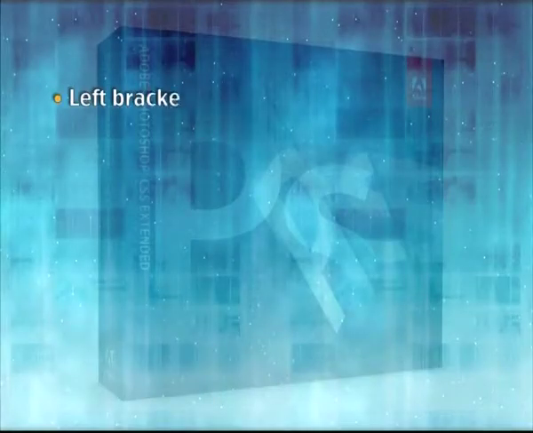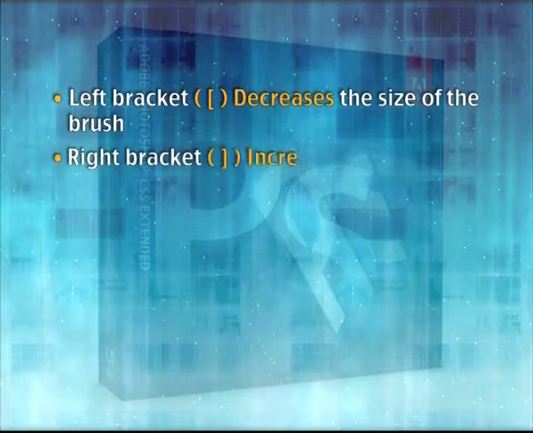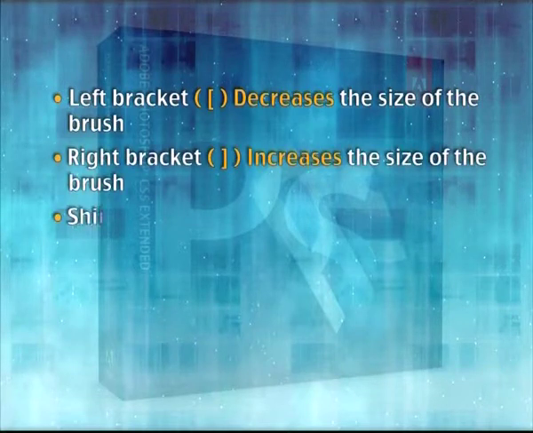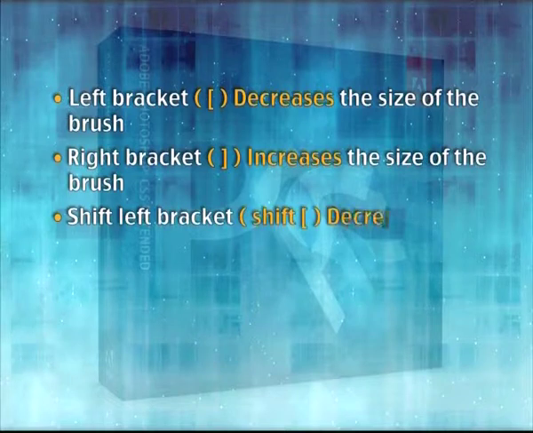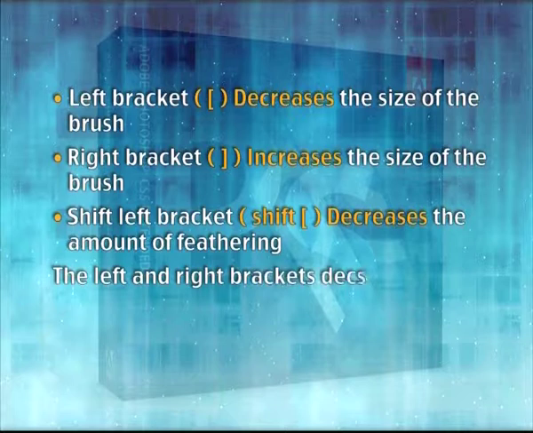Brush size and hardness. The brush option allows the user to define the brush size and the hardness, or amount of feathering, of the brush. However, rather than select a brush, it is much easier just to use the shortcut keys. Left bracket decreases the size of the brush. Right bracket increases the size of the brush. Shift left bracket decreases the amount of feathering. Shift right bracket increases the amount of feathering.